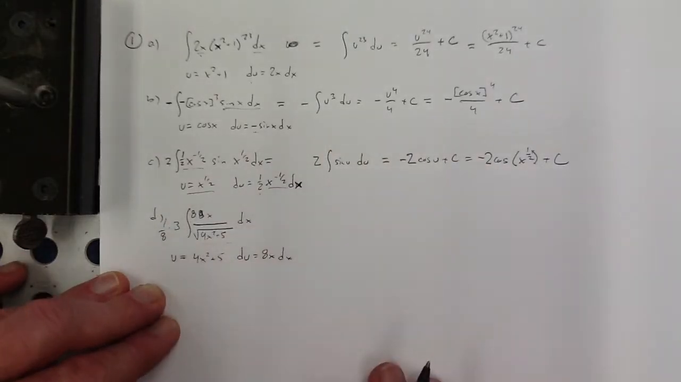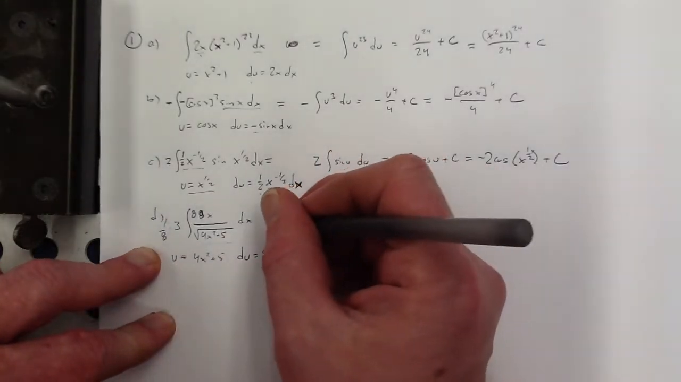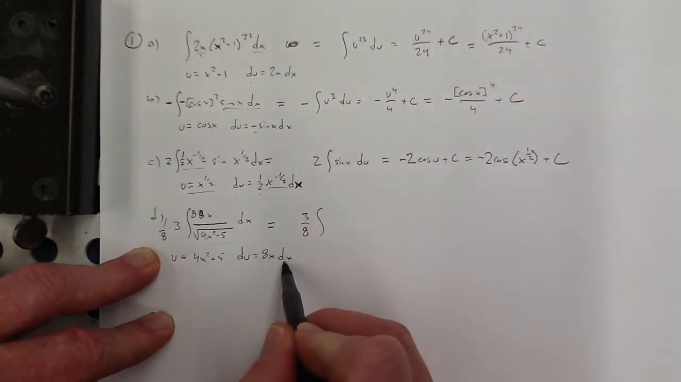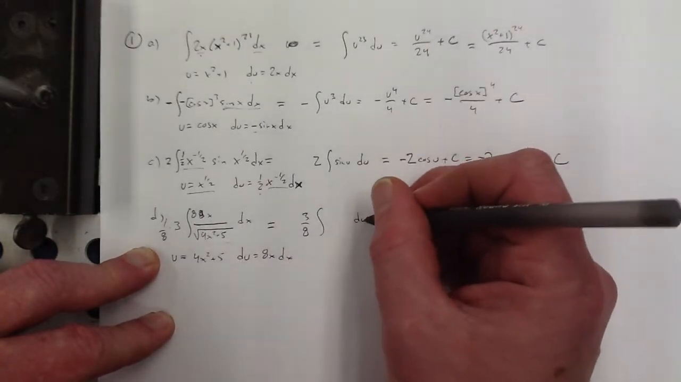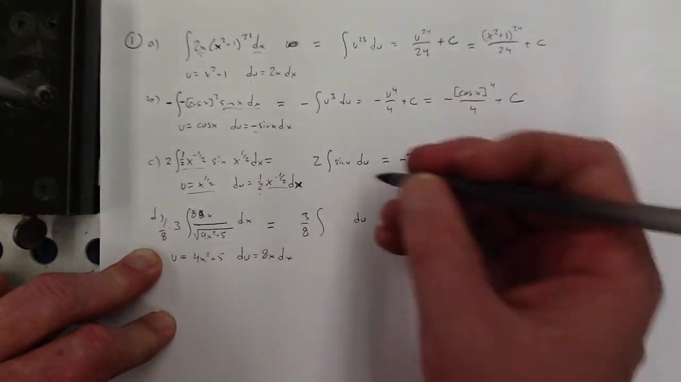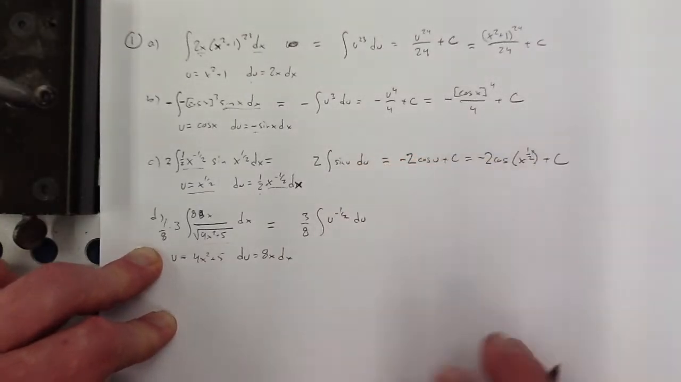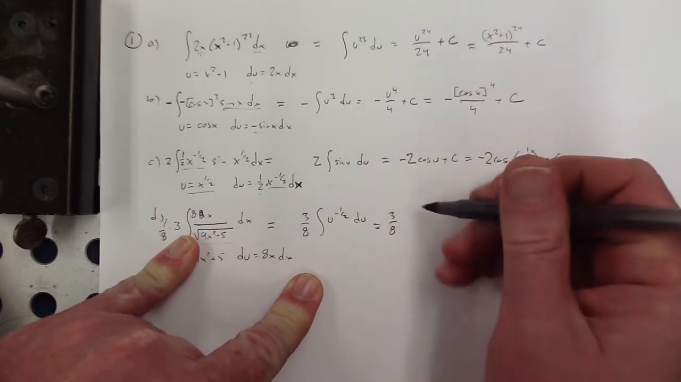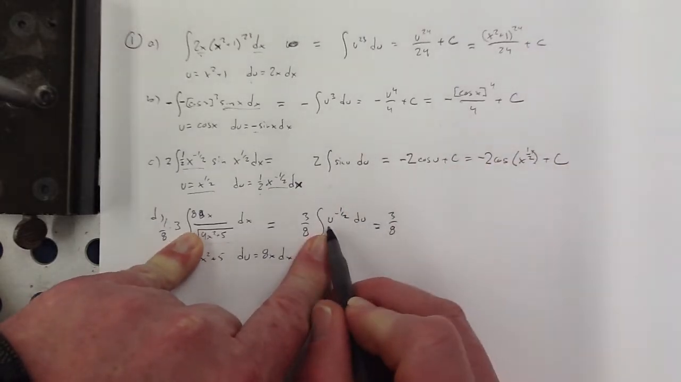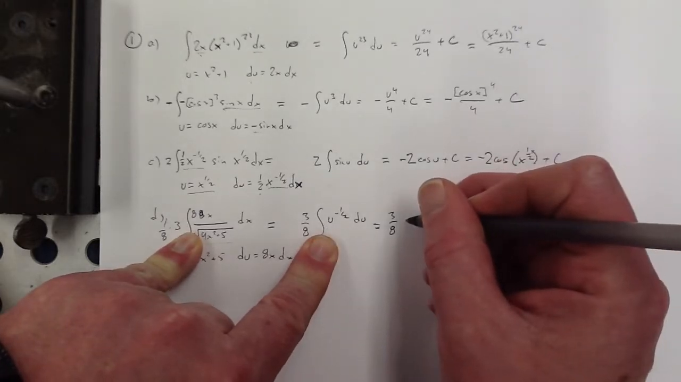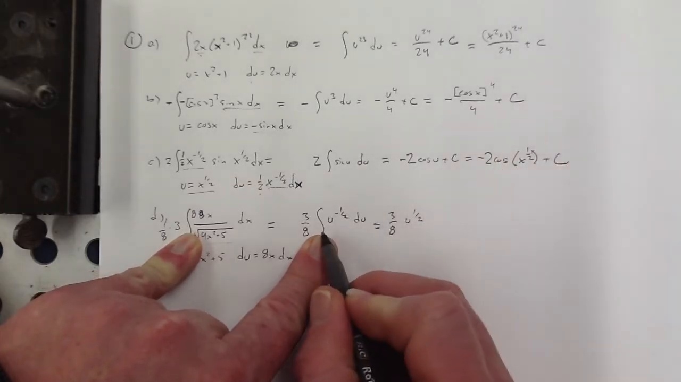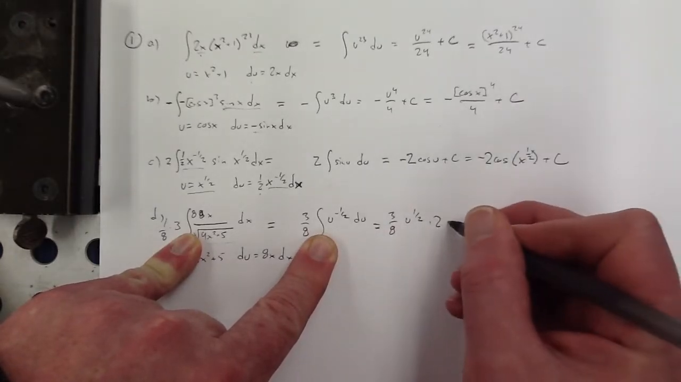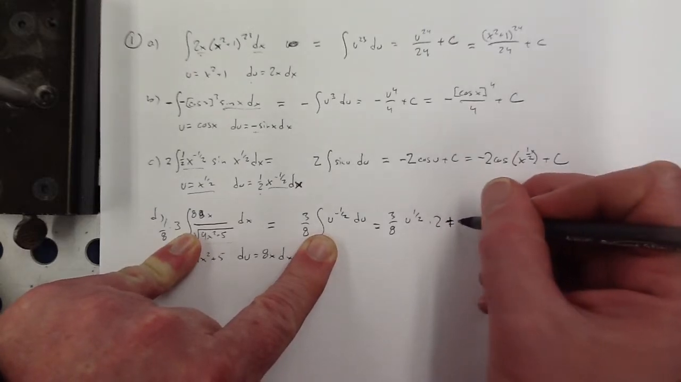Either way, you're going to get the 3/8 on the outside, however you deal with that. So 3/8, and then I've got 8x dx, it's my du, and then 1 over the square root of u, which is u to the negative 1/2. That's more calculus friendly there. So that's 3/8, and then I'm going to add 1 to the exponent, u to the 1/2, and then divide by the new exponent. So dividing by 1/2 is the same as multiplying by 2. And then don't forget the plus c.